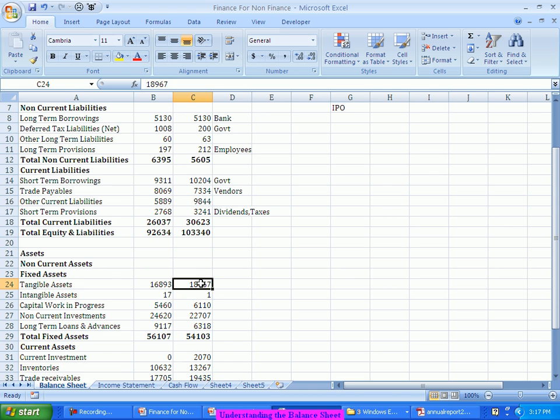Similarly, intangible asset, there is only 10 lakhs. I don't know what they invested for that. 10 lakhs is the intangible asset that is there. Everything is in crores, only the intangible asset is showing in lakhs for them.